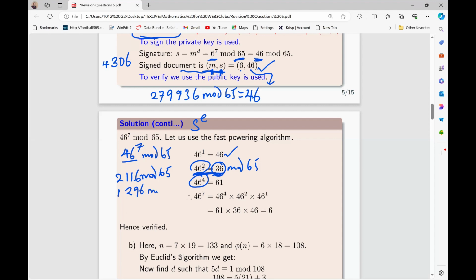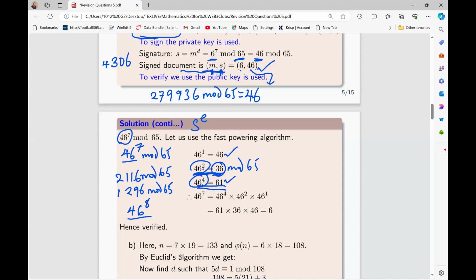When I square 36, I get 1,296. Remember, it's mod 65. So let me divide by 65 and then write the remainder. 65 goes in 19 times. What is the remainder? The remainder is 61. Now, if I try to square it, I'll get 46 raised to 8. But that is beyond what I want. What I want is 46 raised to 7. So this is the end of squaring.